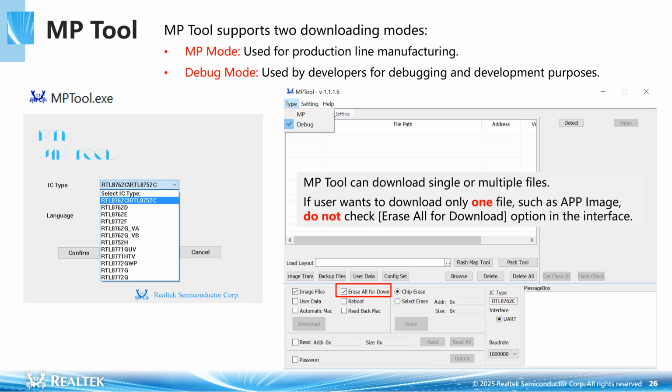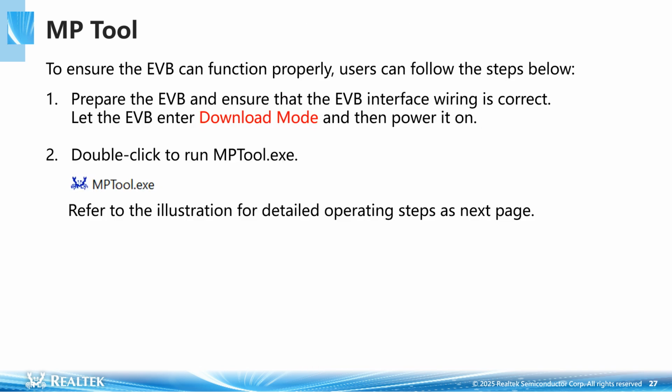The MP tool can download one or multiple files. If you are only downloading a single file, such as the Bank 0 app image, make sure not to select Erase All for download. To ensure that the EVB can be used properly, users can follow the aforementioned steps to perform a downloading test. Here is a concise overview of the steps.